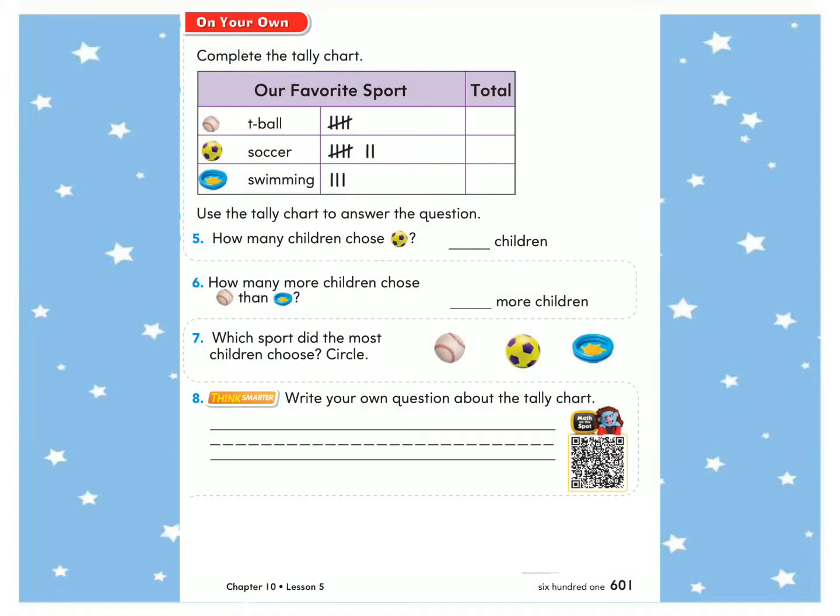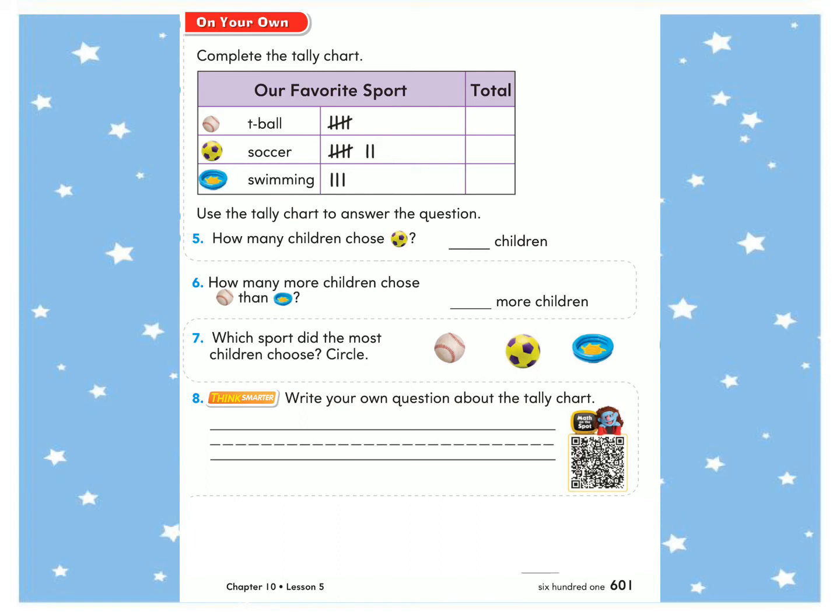Now, it's time to work in our math book, chapter 10. I'm sure that you are ready with your pencil and your book is in front of you. So please, let's open page 601. Yes, I'm waiting for you. Wonderful, grade 1.